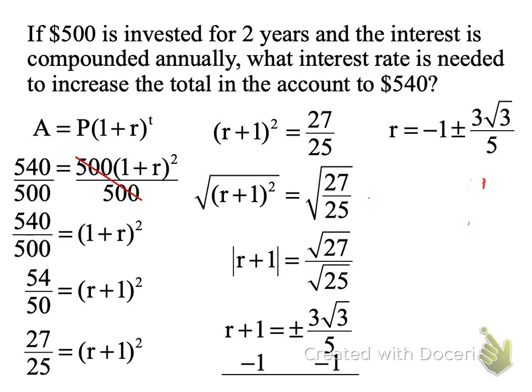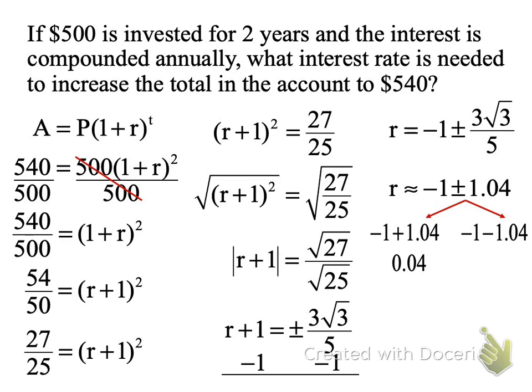So this is really negative 1 plus or minus 1.04. Does that make sense? You guys with me on that? So negative 1 plus 1.04 is what? 0.04, right? 4 hundredths. Negative 1 minus 1.04 is negative 2 and 4 hundredths. That's impossible, because interest can't be negative. So what is that as an interest rate? Because we usually talk about them as percentages. 4%. 4% was the annual interest rate.